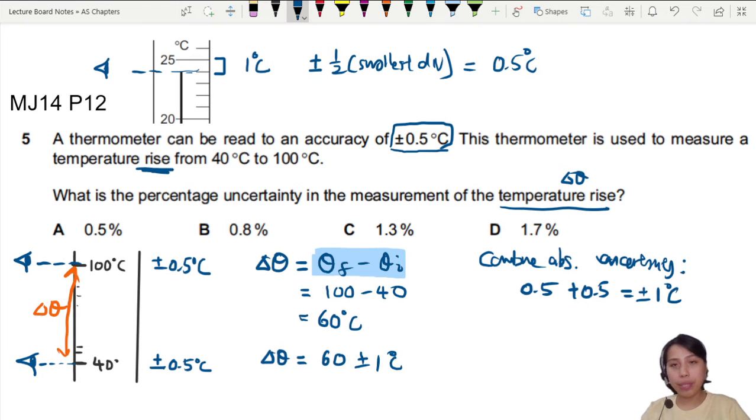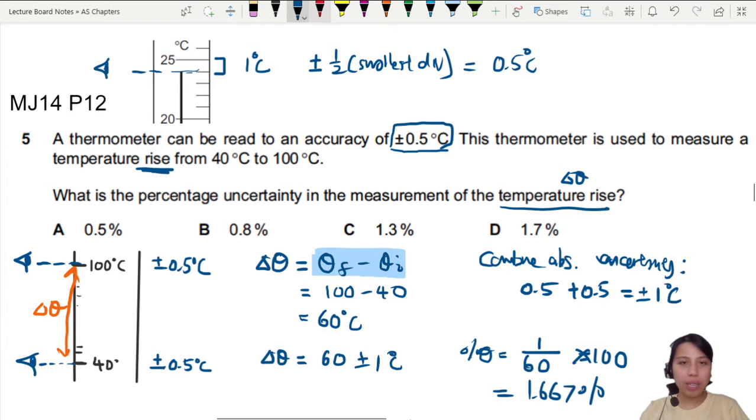But we want to find the percentage, right? So we have to find the percentage uncertainty in delta theta. That will be 1 Celsius over 60, times 100. I forgot times 100. This one will give us 1 over 60 times 100%.